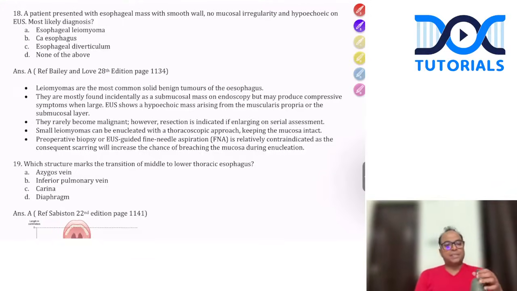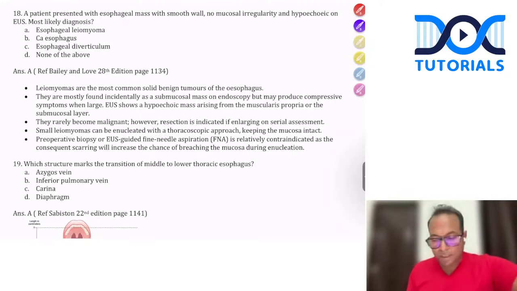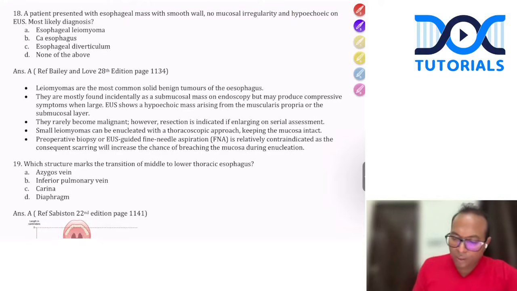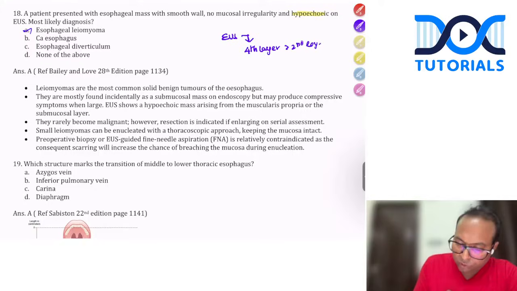18th question. A patient presented with an esophageal mass, smooth wall, no mucosal integrity, and hypoechoic on ultrasound. Diagnosis is over. This is a NEET PG question. Hypoechoic on endoscopic ultrasound is a clear-cut case of leiomyoma. EUS shows the lesion arising from the 4th layer, more commonly than the 2nd layer. The 4th layer is the muscularis layer. So EUS is the investigation of choice.